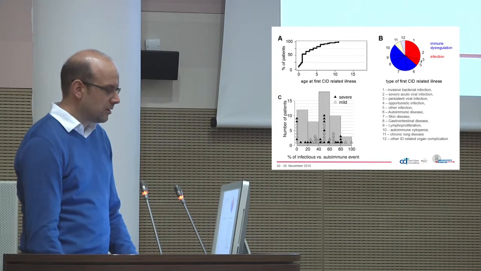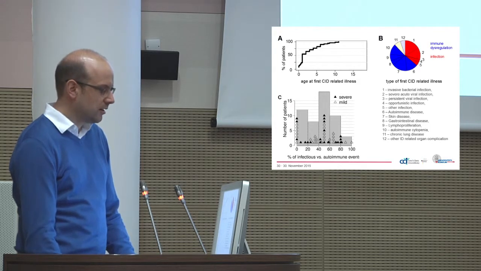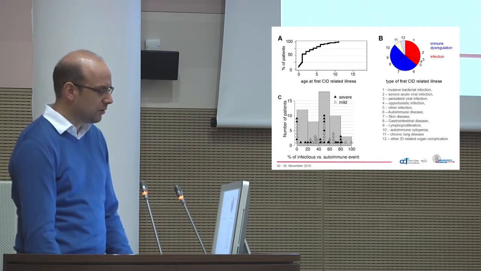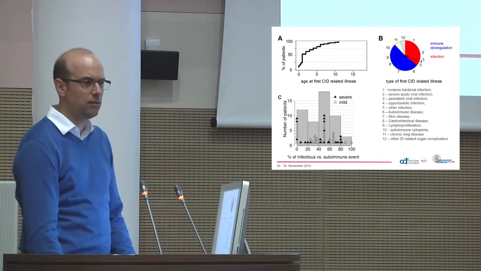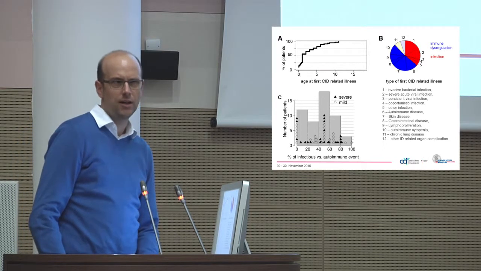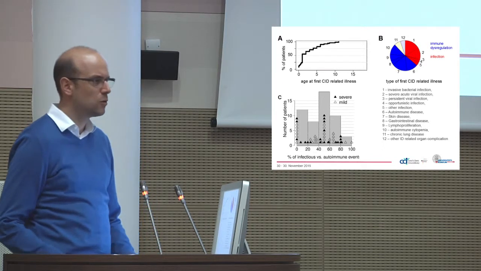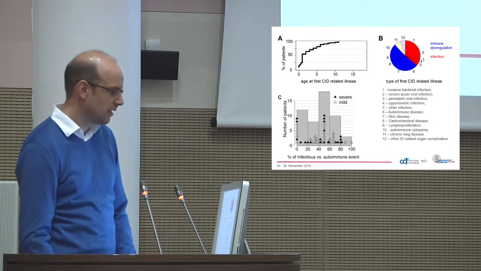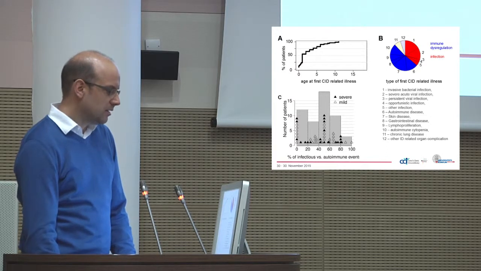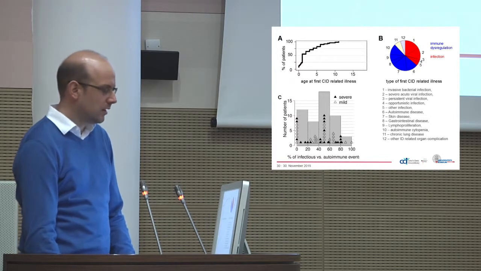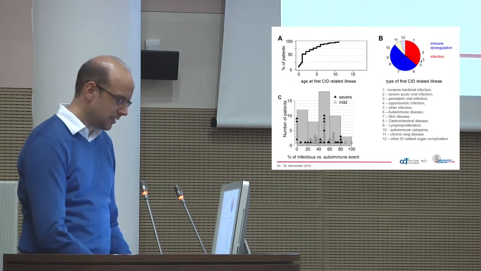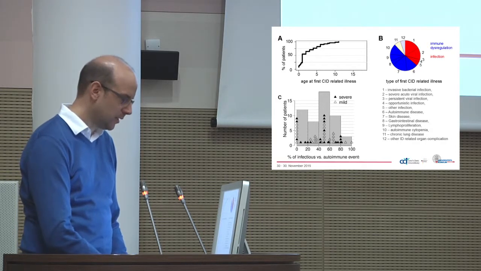Of course, we also see infection as first CID-related illness, but that is not more frequent than immune dysregulation. Among infection, we particularly see invasive bacterial infection, probably reflecting the high incidence of hypergammaglobulinemia in this cohort. Very often these are invasive pneumonias. We also see severe and acute viral infection. We do not see so much opportunistic infection as in more severe combined immune deficiency.